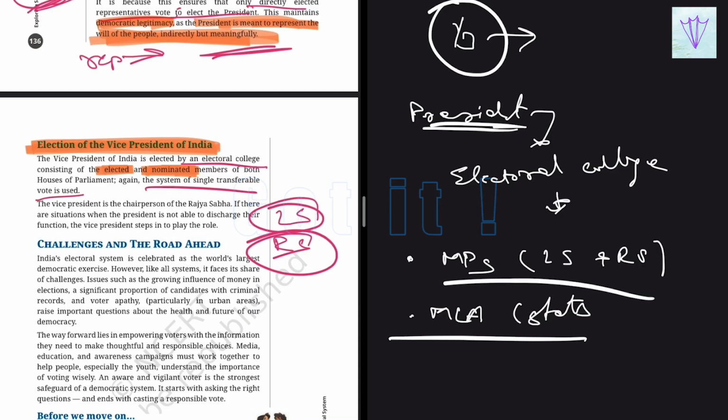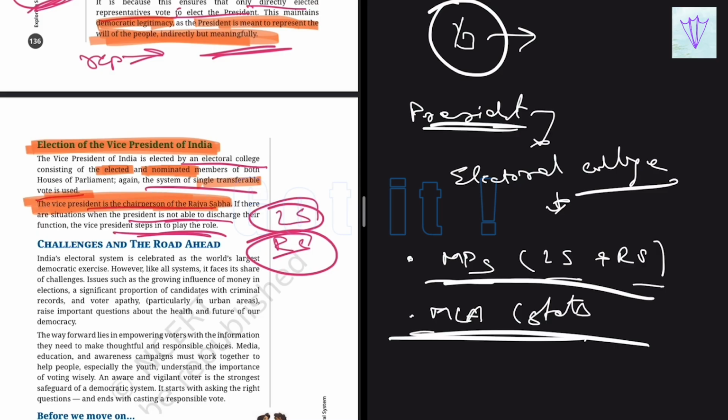But in the President's election, we have seen that there is an electoral college in which the nominated members will not be taking part. But in the election of Vice President, the nominated and elected members of both houses will be taking part, and again the same system, that is single transferable vote, is used. And the Vice President is the chairperson of the Rajya Sabha. If there are situations when the President is not able to discharge their functions, the Vice President will step in to play the role.